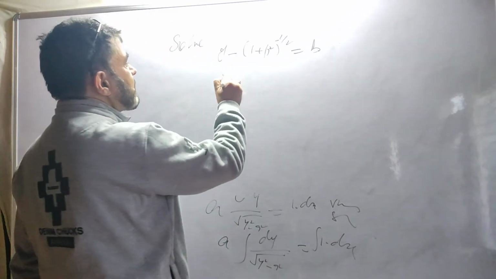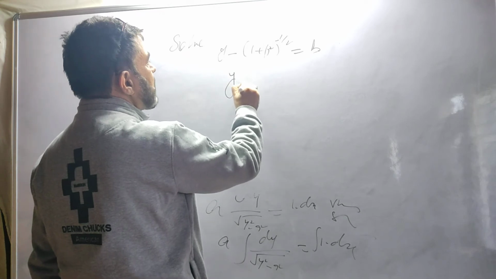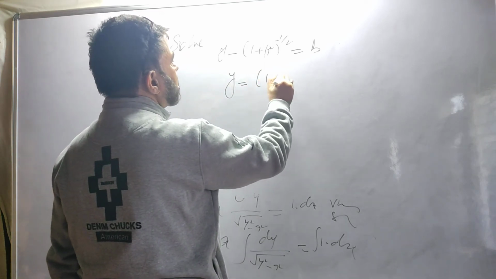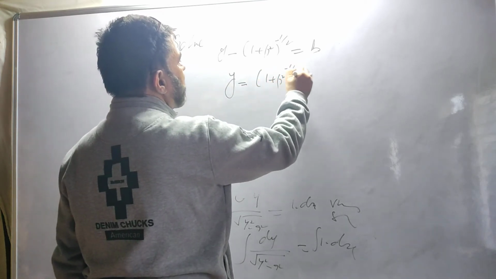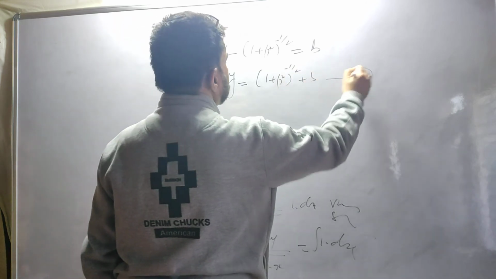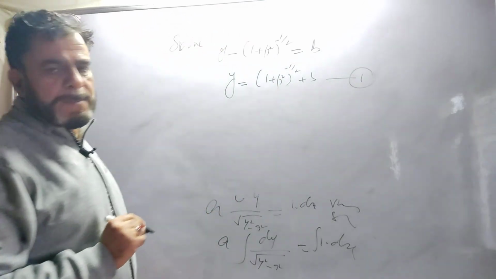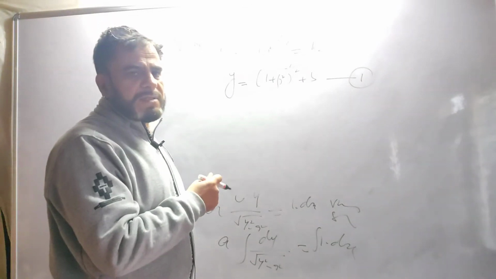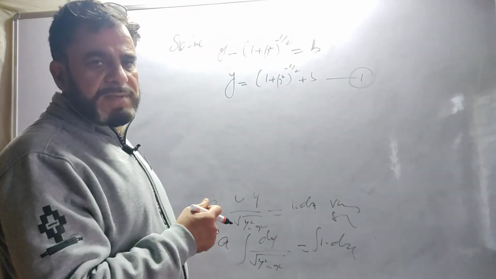You can write this as your y is 1 plus p square raised power minus 1 by 2 plus b. You can go this way also. What is here? X is missing. Y I have written as a function of p.